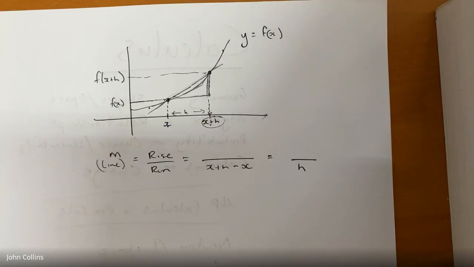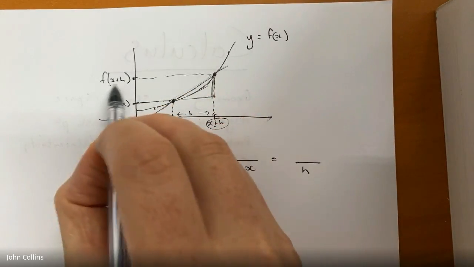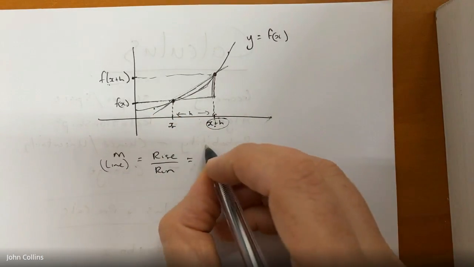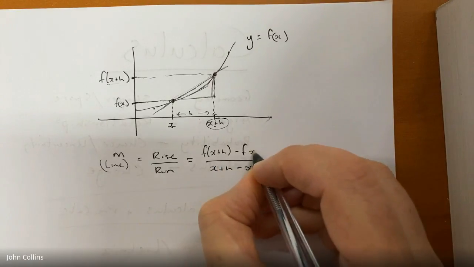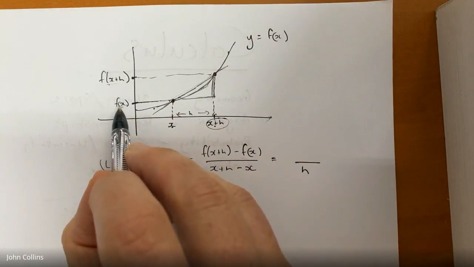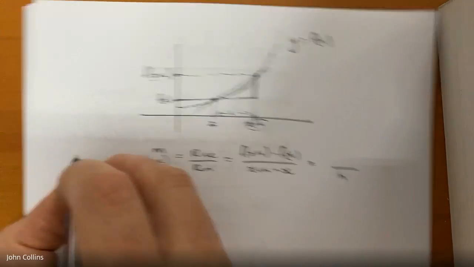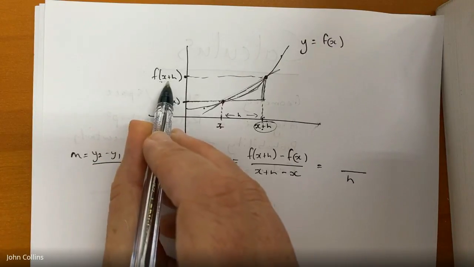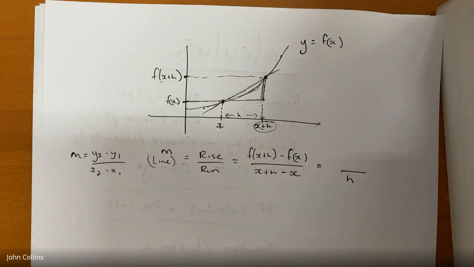Now, what's the difference between these two with y2, which is my second y point, minus y1 using my slope formula? So f of x plus h minus f of x. Take one away from the other, and that will form my slope formula. Remember, slope formula: y2 minus y1, the second y point take away the first y point, over x2 minus x1.